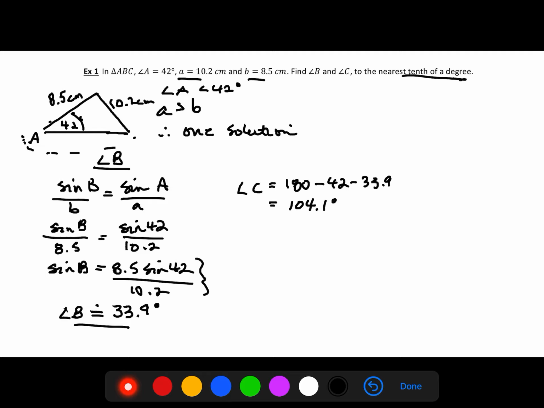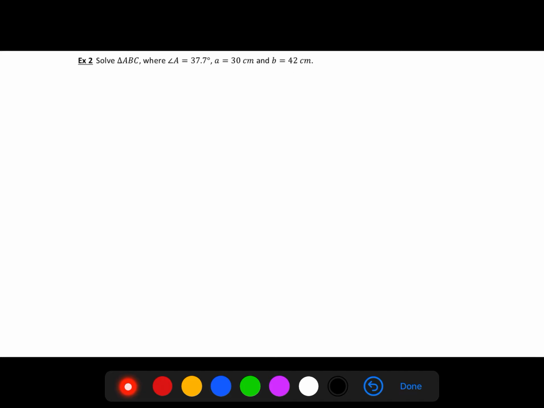Now, we want to also find angle C, but notice that we already have two of our angles. It's way simpler to use 180 minus 42 minus 33.9 to find angle C. When we do that, we find angle C is 104.1 degrees. And because we found multiple things here, we're just going to do a therefore statement to sum up what we found. So angle C is 104.1 degrees.